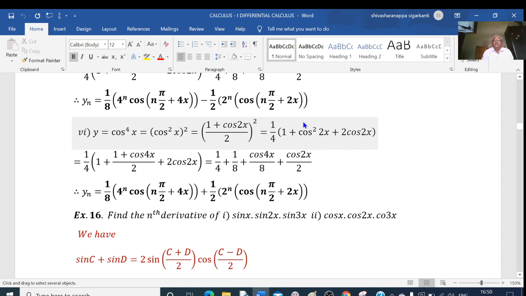Again we have to convert this, because there is the power 2 here, we have to convert this into sum or differences. This can be written as 1 by 4 into 1 plus cos square 2x, which is nothing but 1 plus cos 4x by 2, plus 2 cos 2x. This is equal to, taking 1 by 4 inside, this will become 1 by 4 plus 1 by 2 into 1 by 4 is 1 by 8, plus cos 4x by 8, 4 into 2, 8, plus 2 cos 2x by 4, that is cos 2x by 2. This is my y.